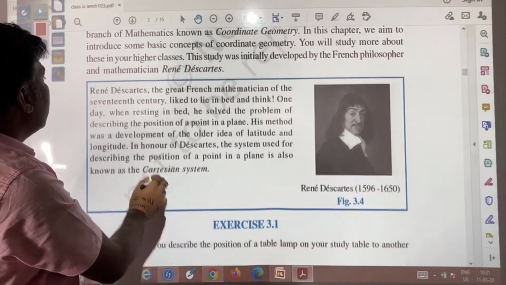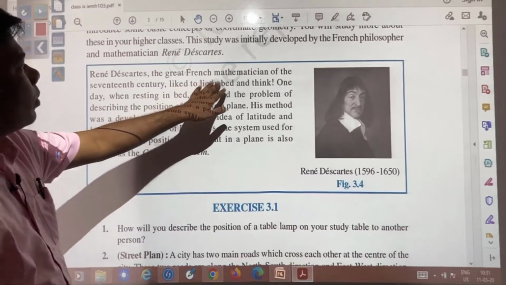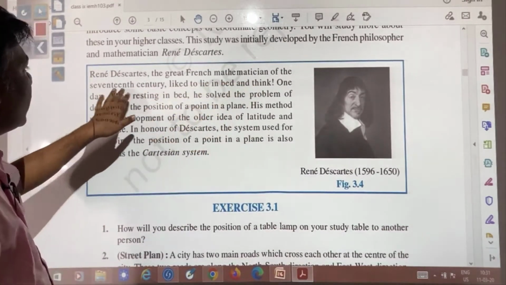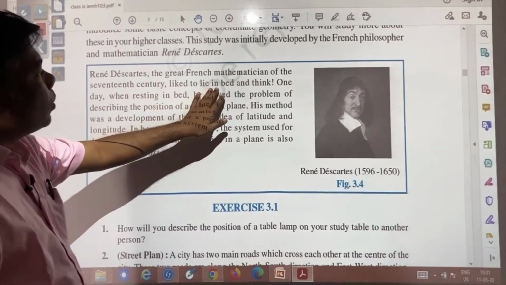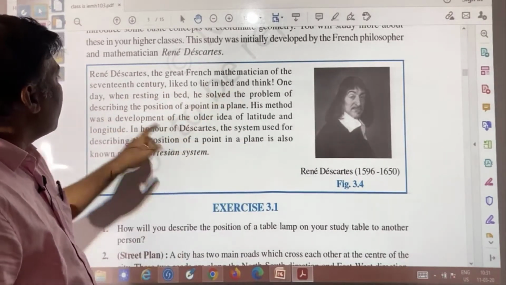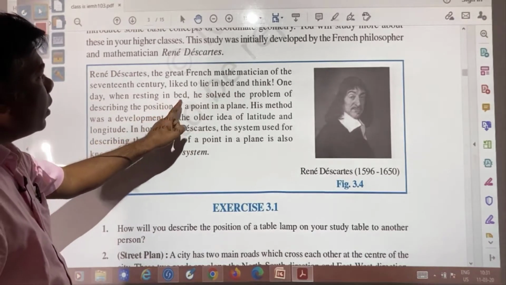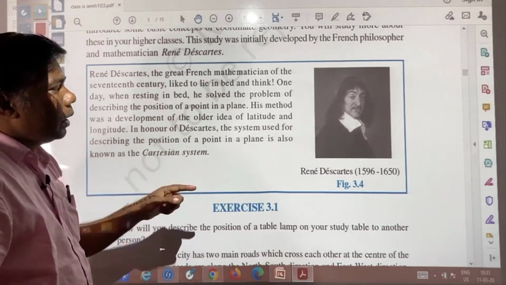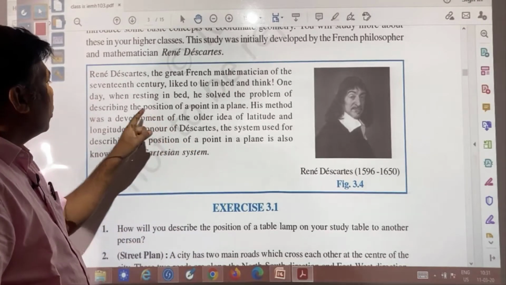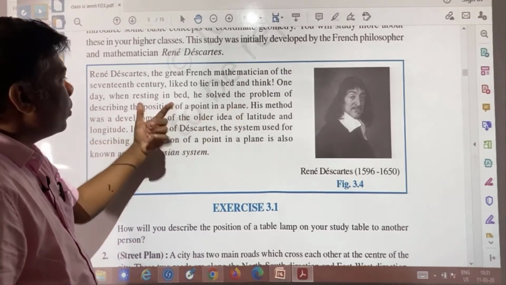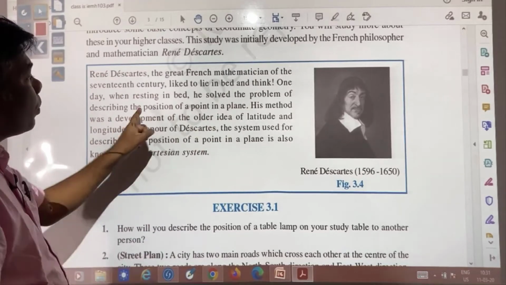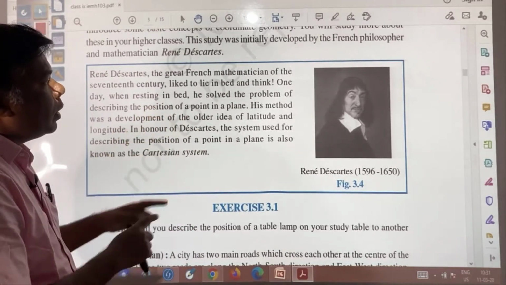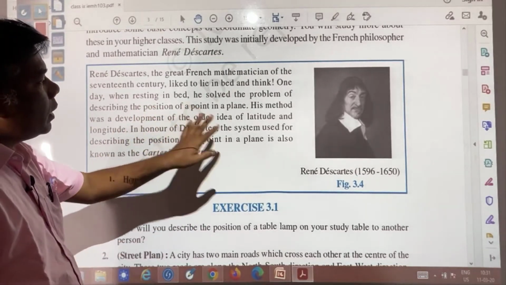And here you see Rene Descartes, the great French mathematician of the 17th century, liked to lie in bed and think. One day when resting in bed, he solved the problem of describing the position of a point in a plane. In a plane, how the position of a point can be shown or represented, he found out.